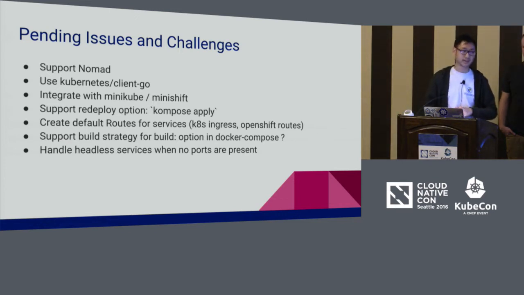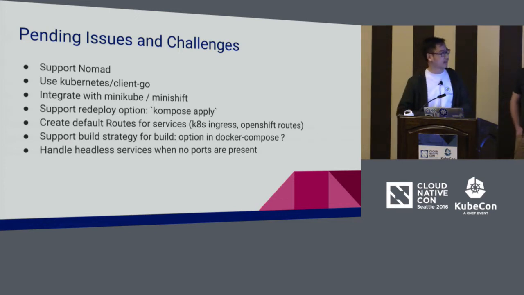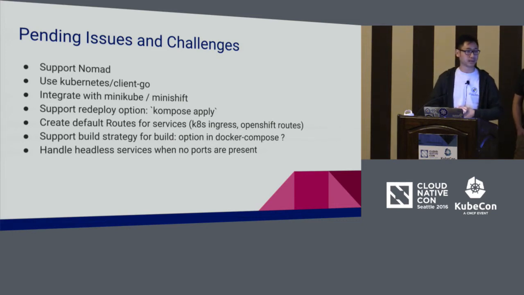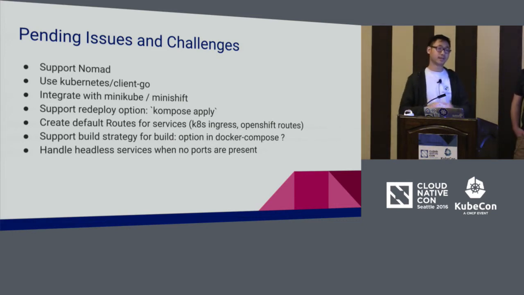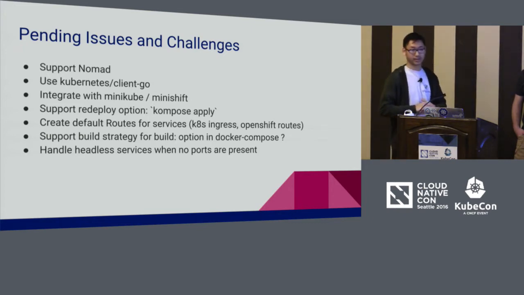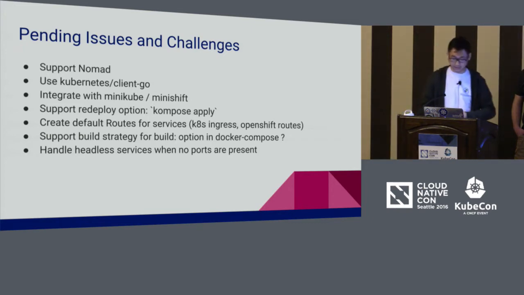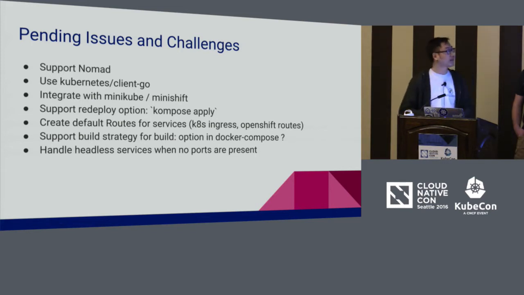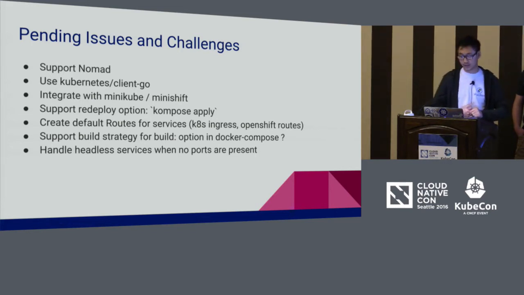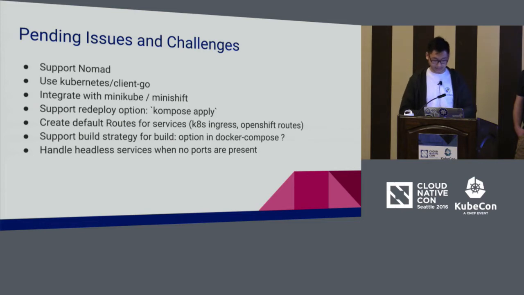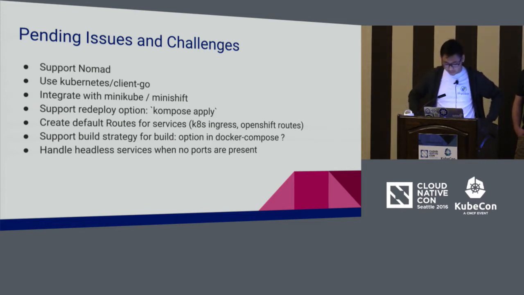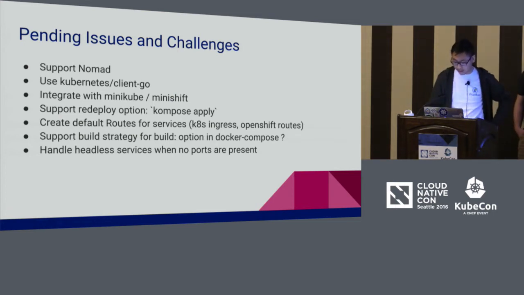And the last one is really interesting: in a Docker Compose file we can define a service without specifying the port. But Kubernetes already supports headless services when no ports are present. At this moment the pull request is already there, but it has a little bit of a problem with the tests, but it will be merged very soon.